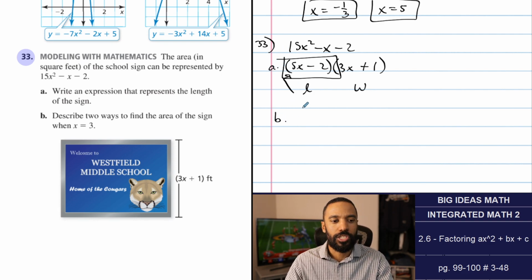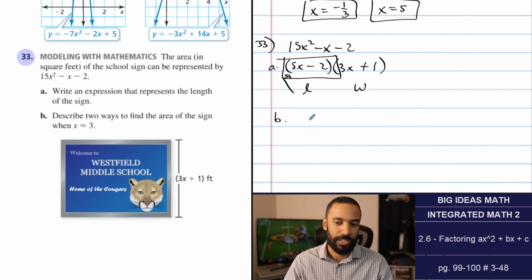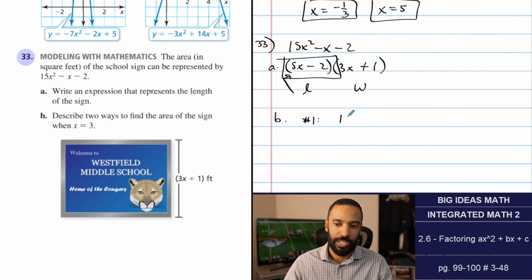Part B. Describe 2 ways to find the area of the sign when x equals 3. Well, the manner is substituting 3 for x. So way number 1 is by substituting 3 for x into the original expression here.